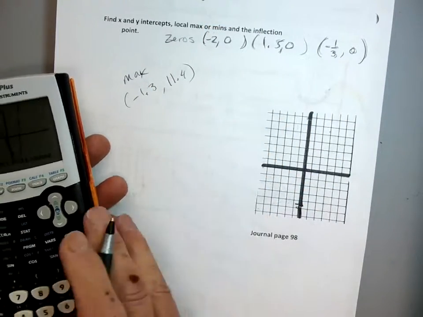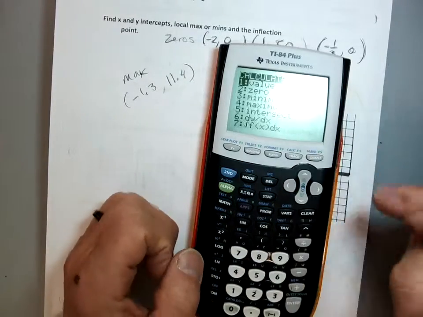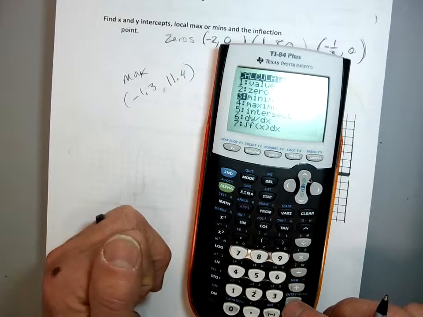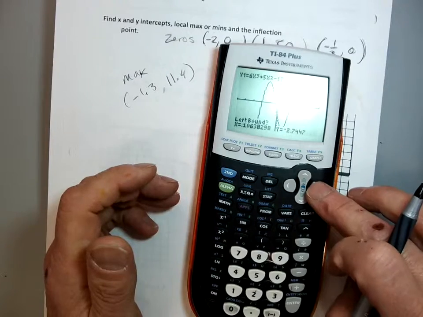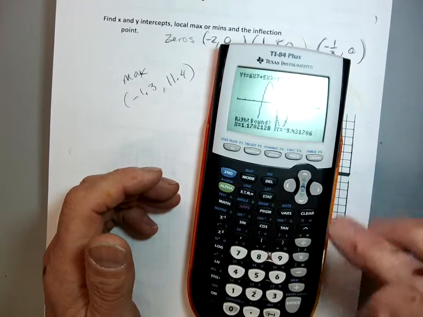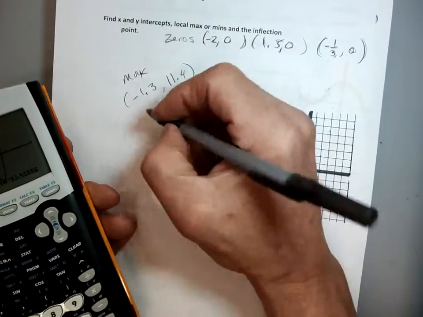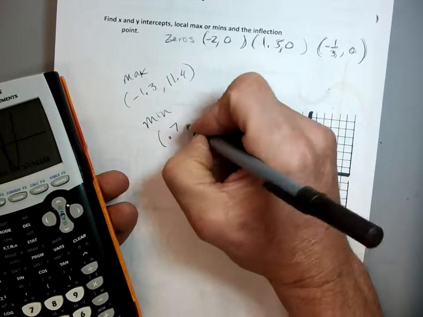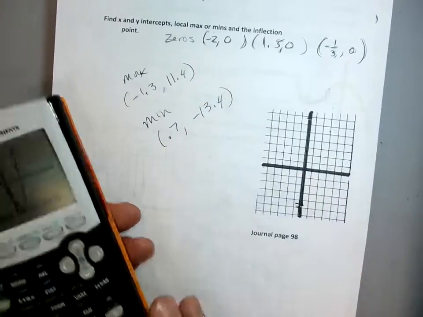Okay, let's go after our min. Okay, so second, calculate. Let's go to our minimum. Am I doing okay, you guys? I'm not going too fast? Okay, let me know. I can go too fast. You've seen it. Enter. Enter. Guess. Okay. And so our local minimum is about a 0.7 comma -13.4. Okay, so let's graph that.